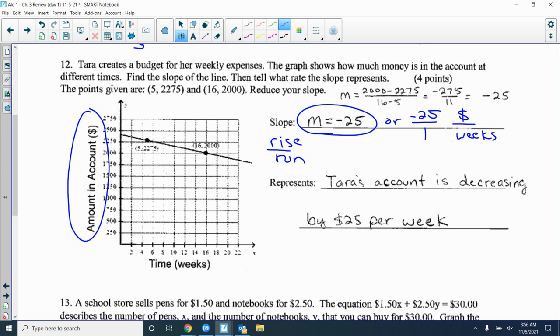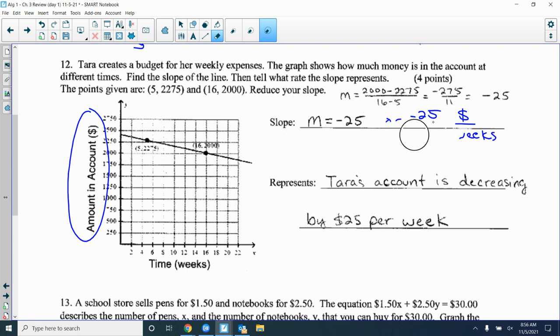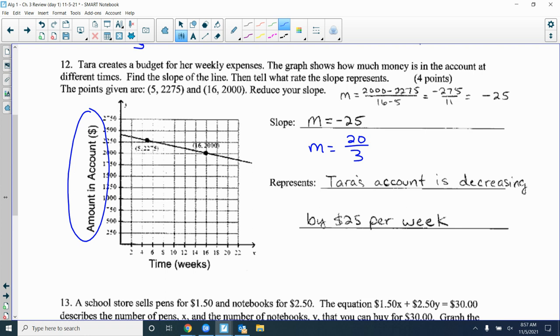Now, think about this. Everybody, think about this. If I didn't get negative 25, what if I got m equals 20 over 3? How would you interpret that for this situation? The 20 would be what? That would be dollars, and the 3 would be what? Weeks. Let me make it negative. So it means her account would be losing $20 every what? 3 weeks. Okay, but we got 25 over 1, so make sure you do that.